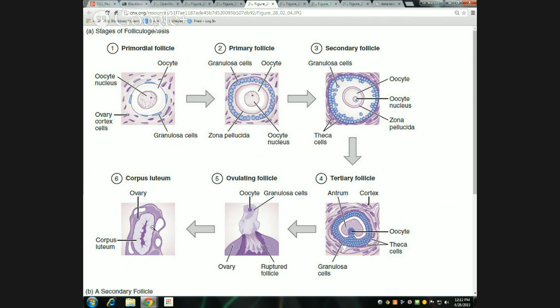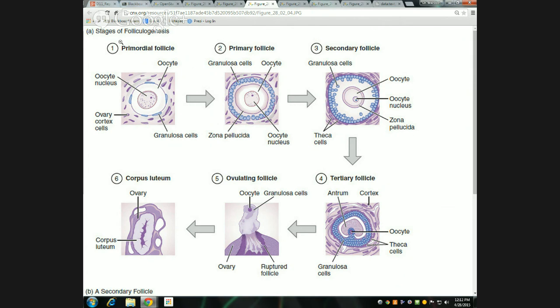Now, at the beginning, I said what's happening here is taking place over, on average, 28 days. The primordial follicle is what's present before the cycle starts, and then at the start of the cycle, we see the primary follicle develop, and then it gets more complex as the secondary, and more complex as the tertiary or mature follicle, which then ruptures at ovulation. Ovulation takes place at the midpoint in the cycle, so day 14.